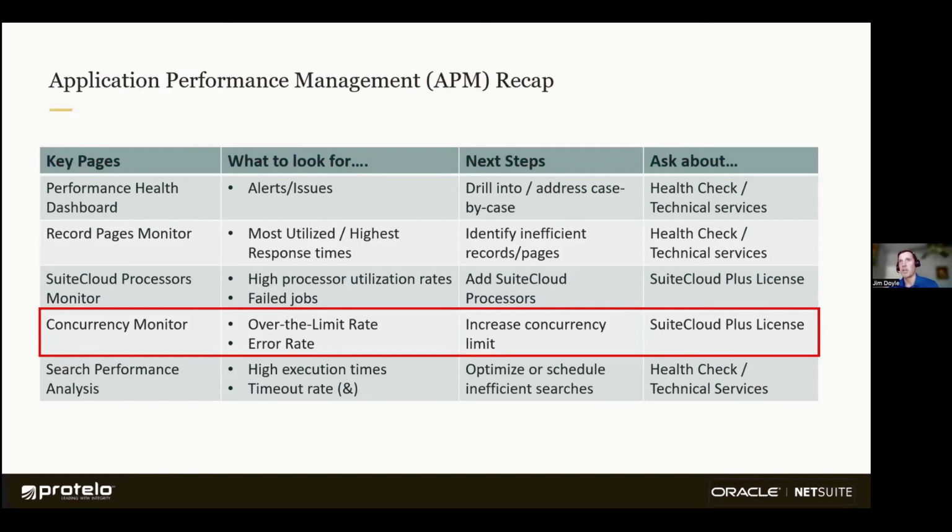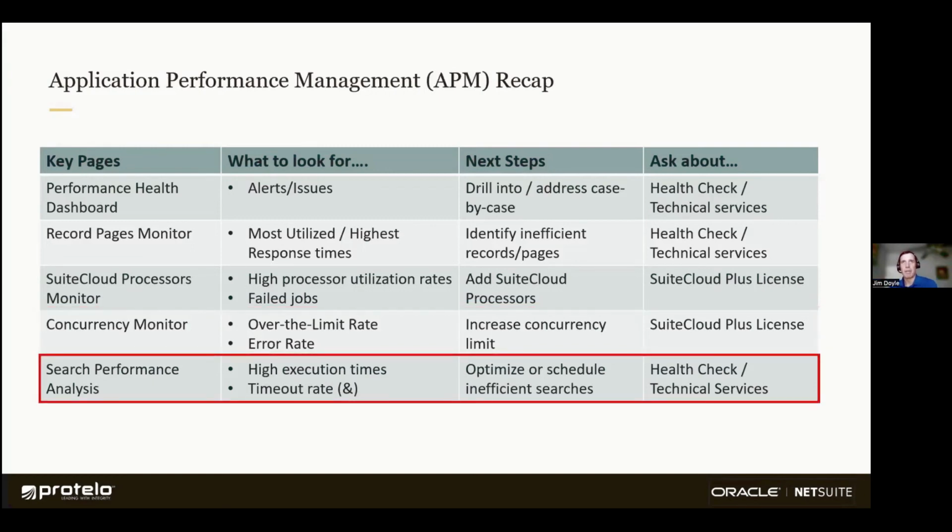This shows your integration health. If you see that you're over that concurrency limit, and have an error rate, a lot of red on that heat map, then adding a SuiteCloud Plus license is also going to increase your concurrency limit. So you're adding lanes, you're going from a 5-lane highway to a 15-lane highway, right? And then that search performance analysis, only spent a couple minutes on there, but that allows you to view your execution times, timeout rates for your searches and reports. Those could potentially be scheduled or adjusted to run more efficiently. Again, that's something that we can support.